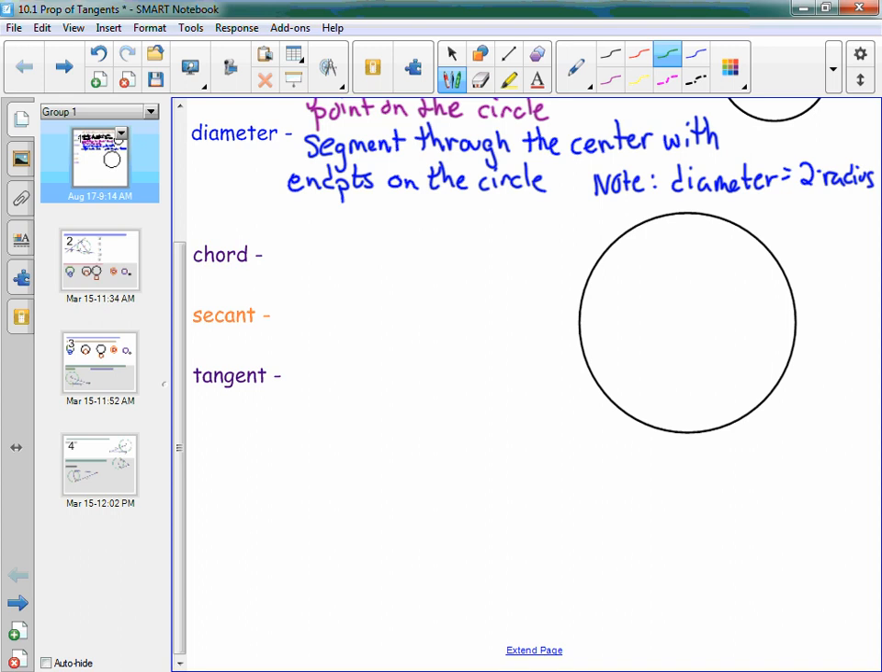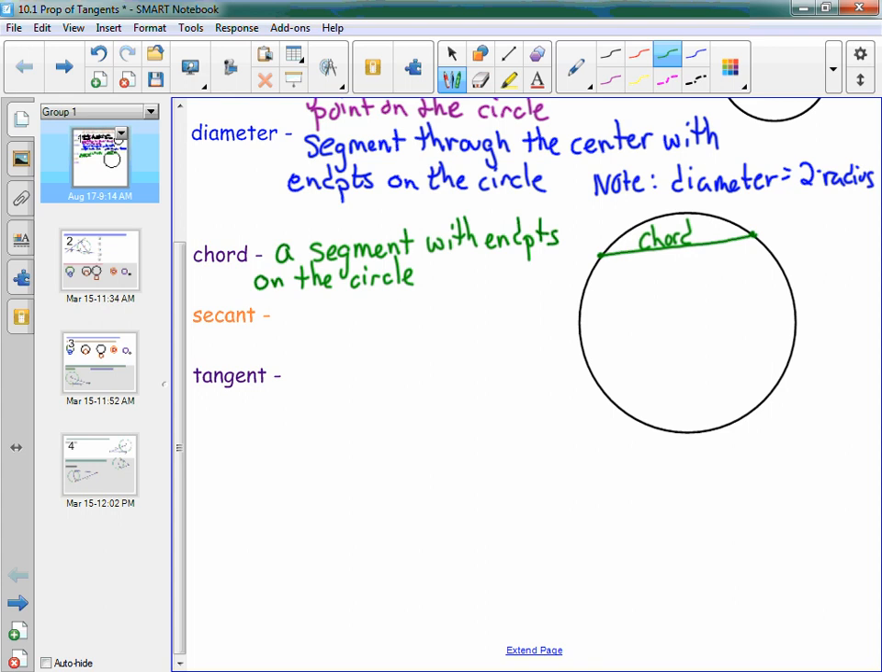There are 3 other terms we talk about with circles, and they are chord, secant, and tangent. So a chord is a segment with endpoints on the circle. So if we have a circle here, we draw any segment such that both ends are on the circle, we call it a chord.